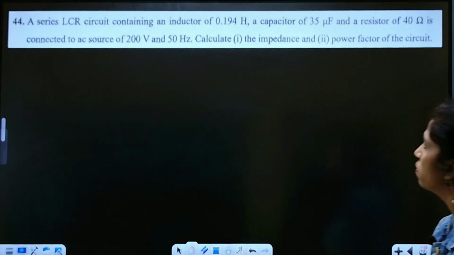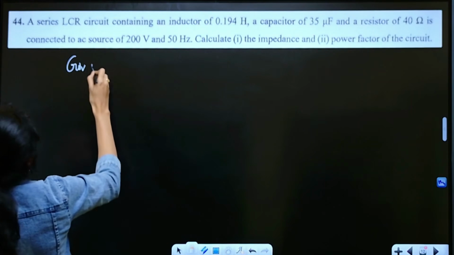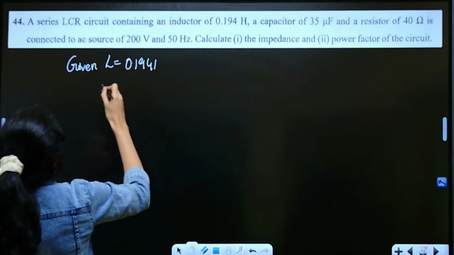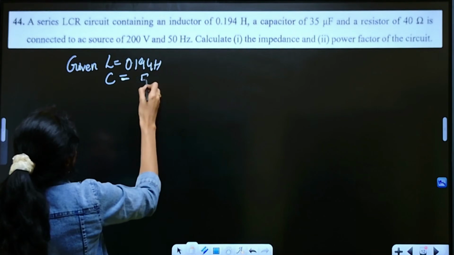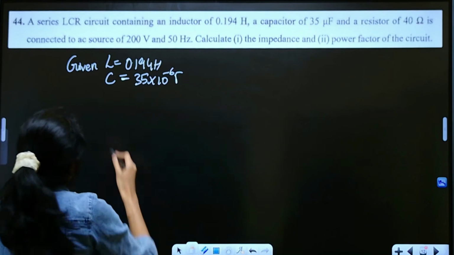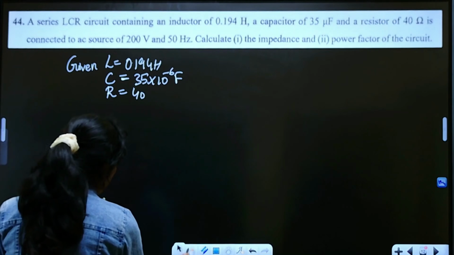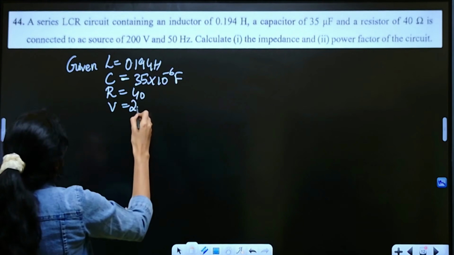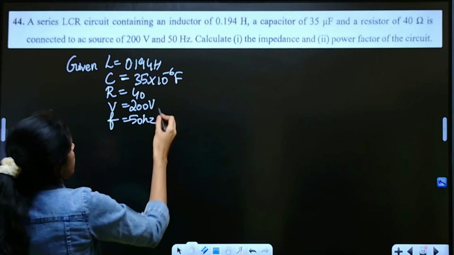Yeah, this is a most simple question. So write what is given. Inductor is 0.194 Henry. Capacitance is 35 microfarad. Micro is 10 power minus 6 farad. And then a resistor of 40 ohm. R is given as 40 ohm. And connected to a source of 200 volt, and frequency is 50 hertz.